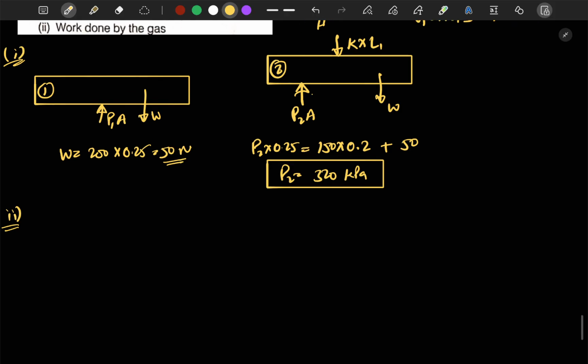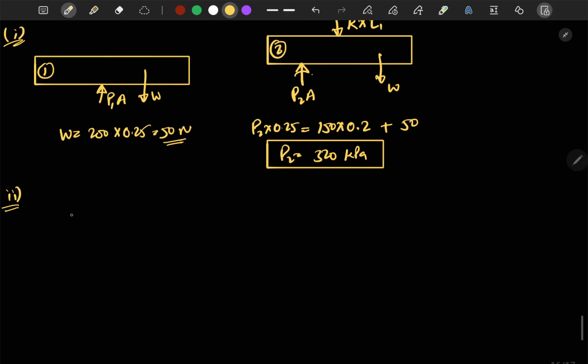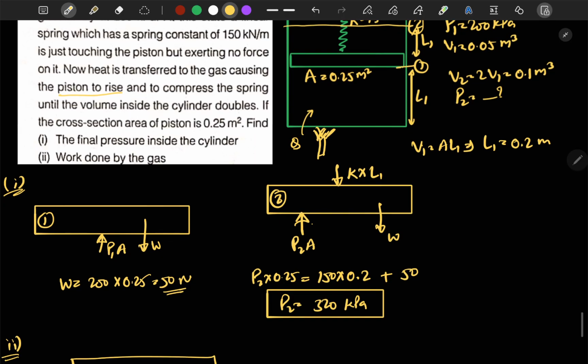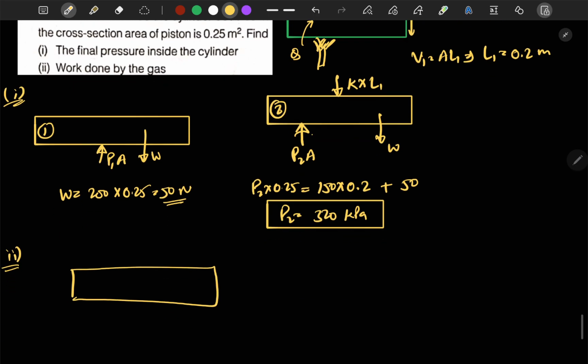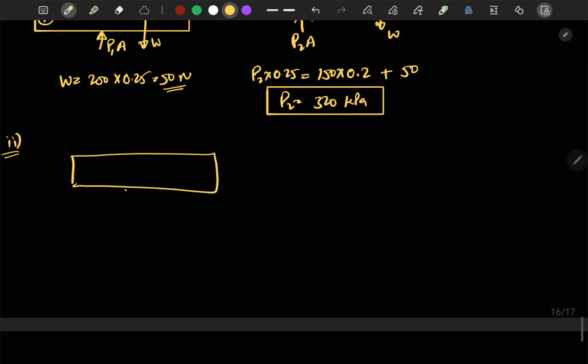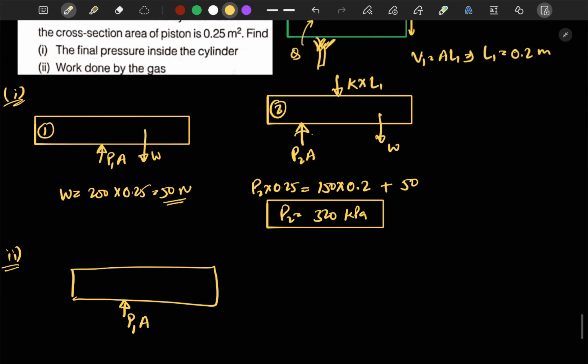So let's consider the system at some intermediate point. Let's say we have considered an intermediate point between 1 and 2, when the displacement of the piston is by an amount of x. Okay, so the upward force acting will be P into A, the original pressure P1 into A.